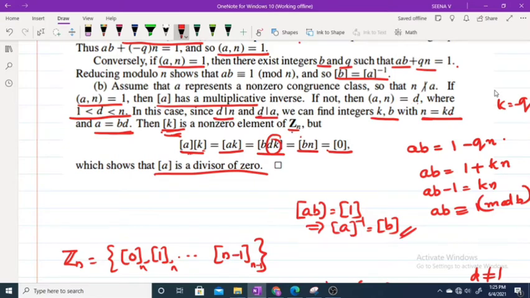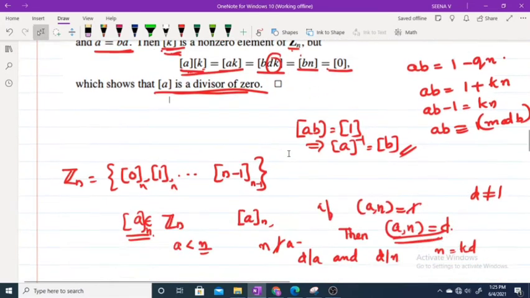So what can we write? We can write like this. This implies a is a divisor of 0. Hope it is clear.